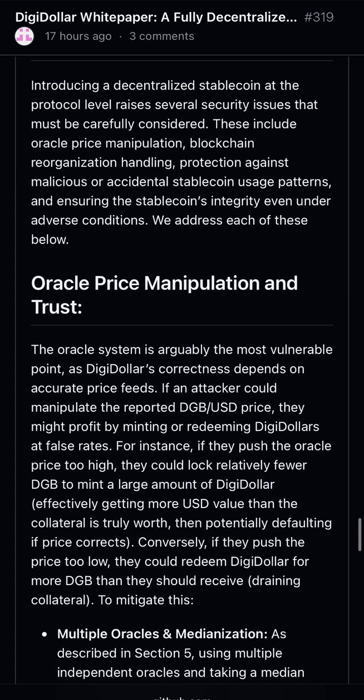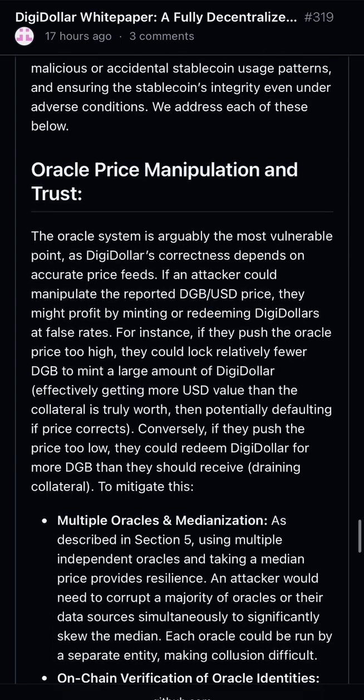10. Security considerations. Introducing a decentralized stablecoin at the protocol level raises several security issues that must be carefully considered. These include oracle price manipulation, blockchain reorganization handling, protection against malicious or accidental stablecoin usage patterns, and ensuring the stablecoin's integrity even under adverse conditions. We address each of these below.